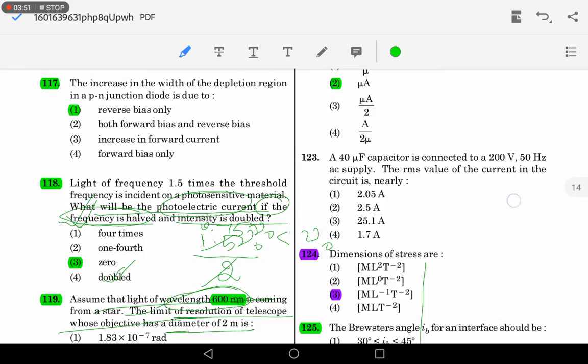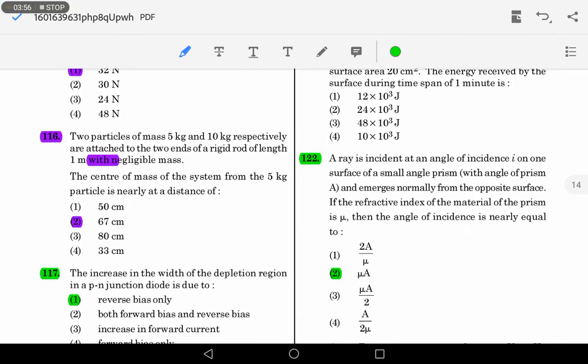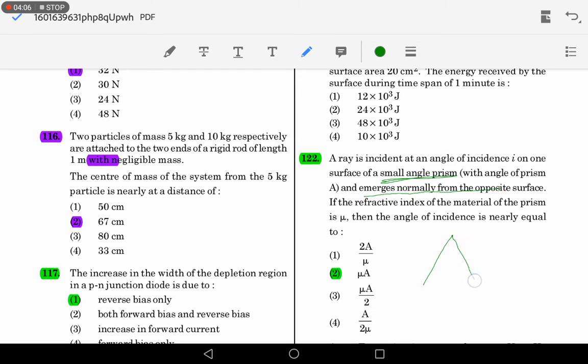Next question. So a ray is incident at an angle of incidence I on one surface of a prism, of small angle prism. It's given that it's a small angle prism and emerges normally from the opposite surface. So there is a prism, a ray is incident at an angle of incidence I. Consider the normal. It is also given that angle of prism is A. Emerges normally from the opposite surface.